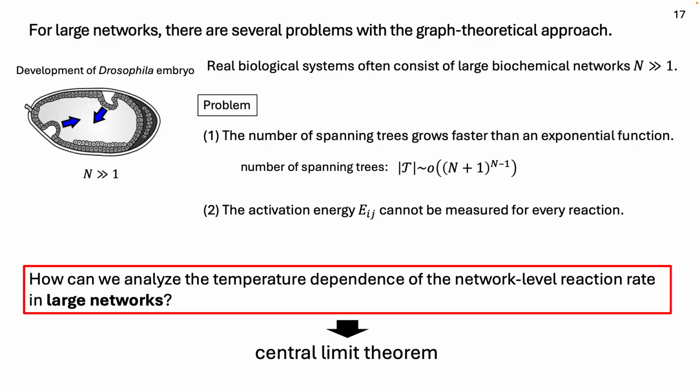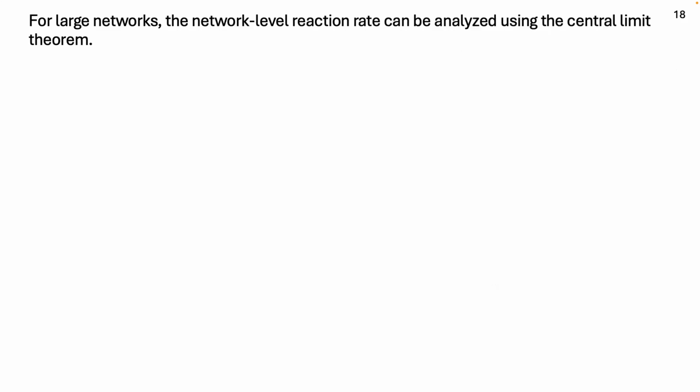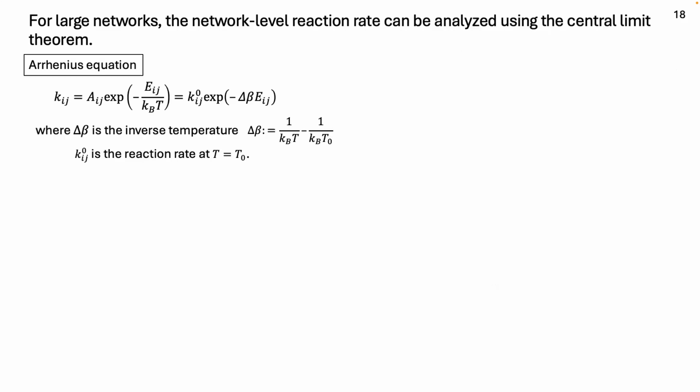To analyze this, we use the central limit theorem. The formulation is we assume each reaction follows the Arrhenius equation. And for analysis, we define the inverse temperature. The inverse temperature is here. The function is here. k_i0 is the reaction rate at a reference temperature.